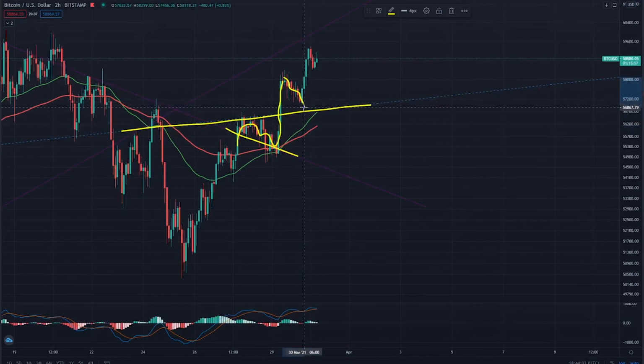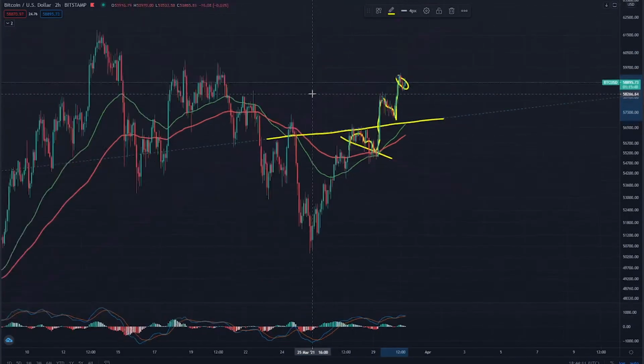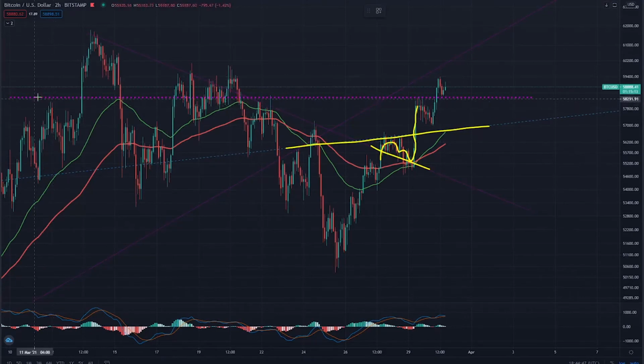We backtested the support again and jumped straight back up, and now we are hovering at around 58,000 US dollars per Bitcoin, which is great. And another great thing is that we are hovering now just above this support now, which is very strong.